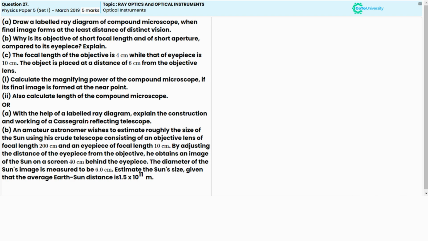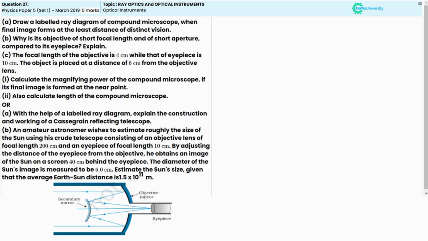With the help of a labeled ray diagram, explain the construction and working of a Cassegrain reflecting telescope. What will the Cassegrain reflecting telescope look like? There are two different types of reflecting telescope, that is a Newtonian telescope and a Cassegrain reflecting telescope. The difference is, in the Newtonian telescope the secondary mirror is a plane mirror, but here it is a convex mirror. And the objective mirror is the same, a concave mirror.